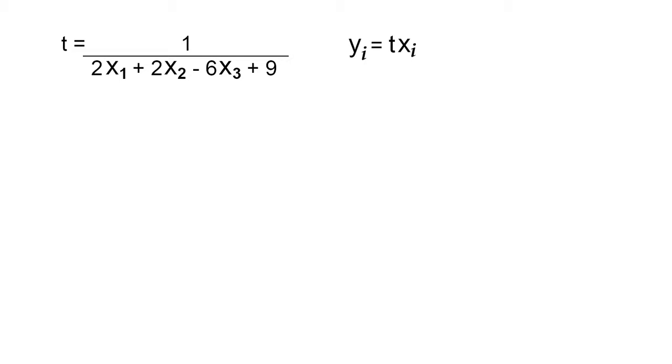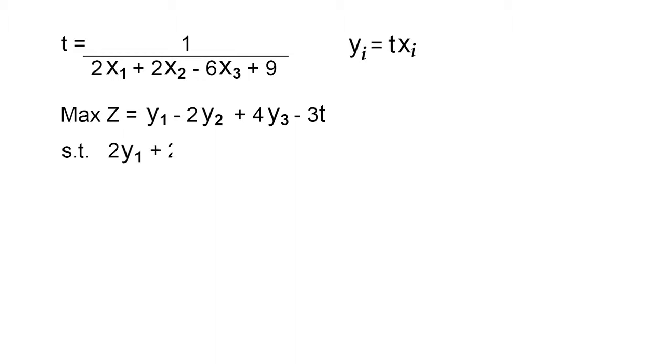It will now be max z equals y sub 1 minus 2y sub 2 plus 4y sub 3 minus 3t, given the constraints 2y sub 1 plus 2y sub 2 minus 6y sub 3 plus 9t equals 1. Again, that is just the reiteration of our transformation. And you transform your constraints.